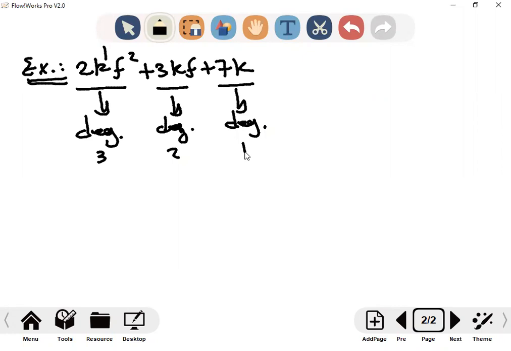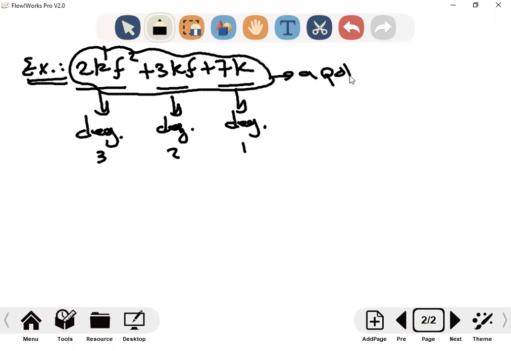So this, what do we say now? A polynomial of degree what? The biggest one. 3. Done? Let's go to example 1 now.